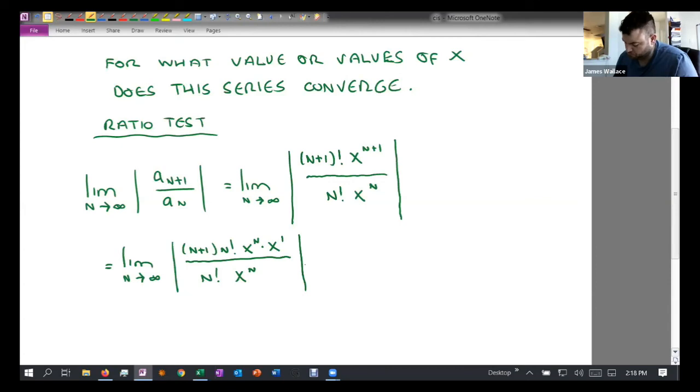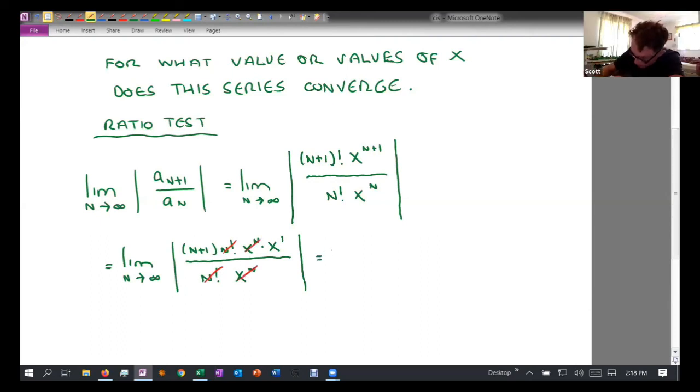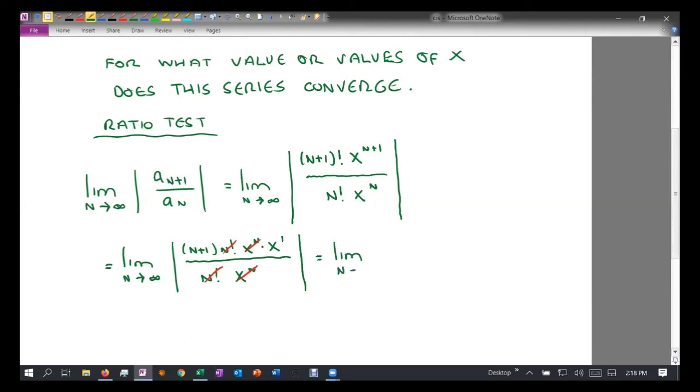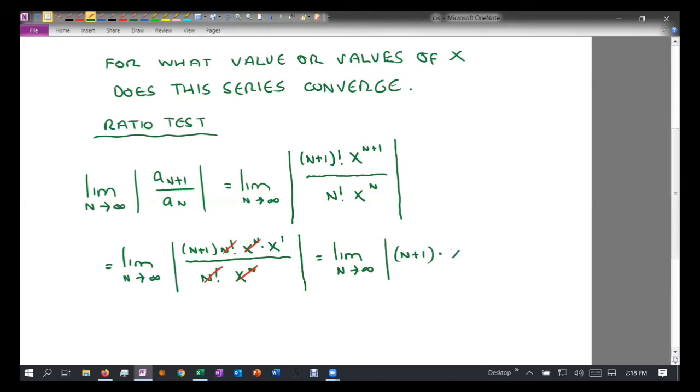Yes, sir. Okay, see all this nice cancellation that happens? What you're left with now is the limit as n goes to infinity of what? n plus 1 times x, absolute value, right? Okay, let's just take a deep breath here. What was it that the ratio test said?